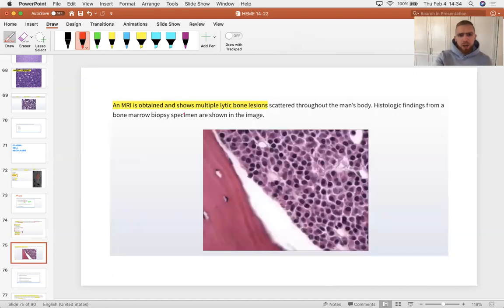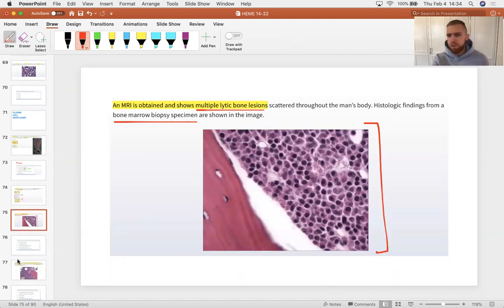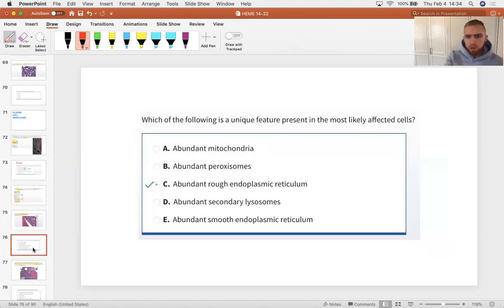Back to our patient, you take an MRI and patient has multiple lytic bone lesions. You do a bone marrow, that's pretty extreme, but you do a bone marrow and you find small round blue cells and you hit the jackpot, you dug up the treasure chest, you found the multiple myeloma or the related plasma cell neoplasm. So then the question is, what's a feature present in the most likely affected cells?